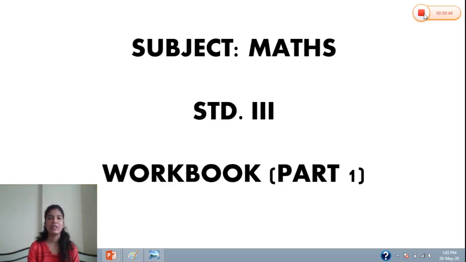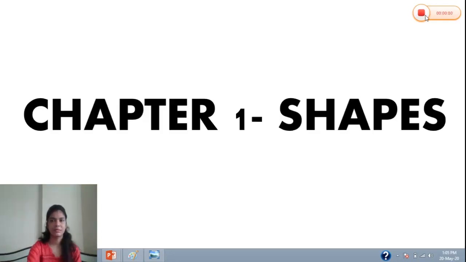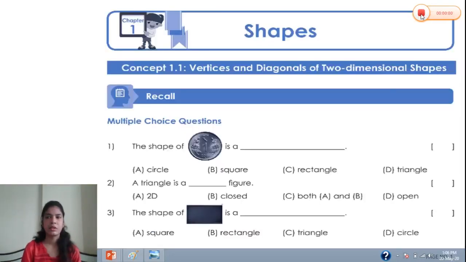Now, today we will start the workbook part of chapter 1, Shapes. So students, let us start. Here you can see the recall part. In that, a multiple choice question is there. Now let us see the first question.